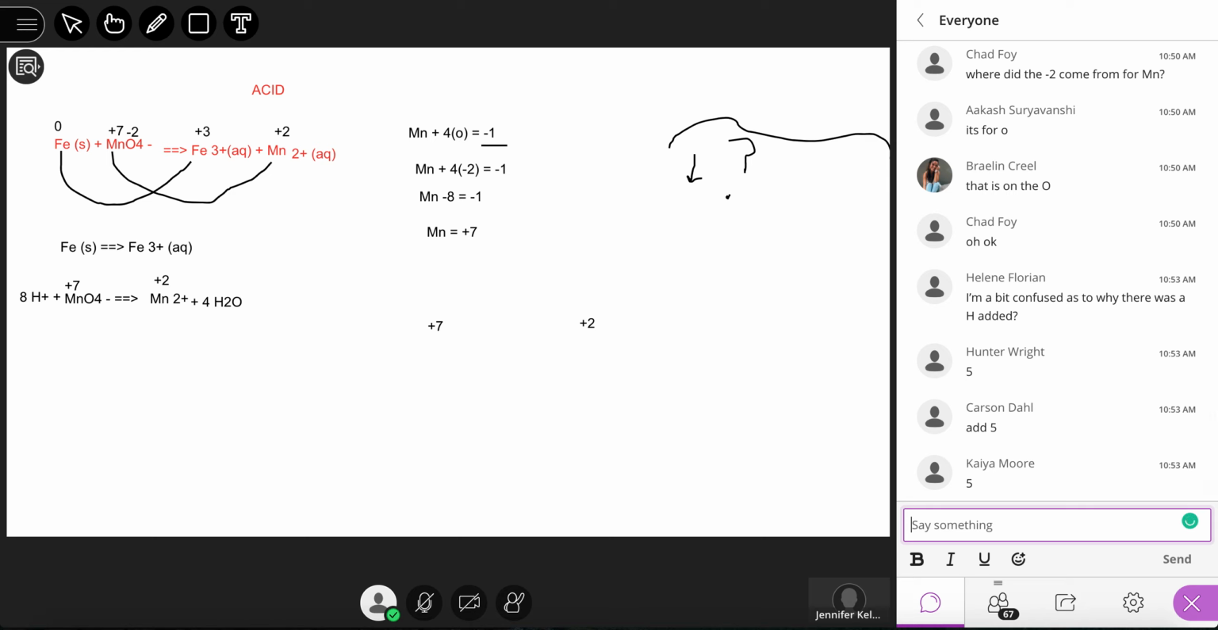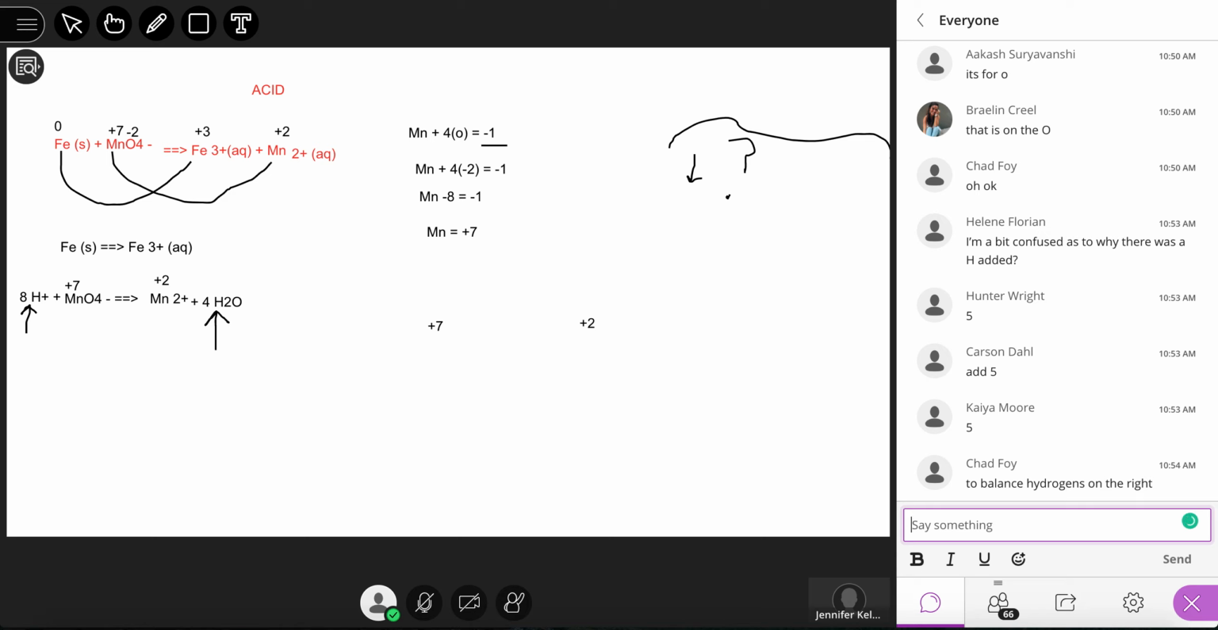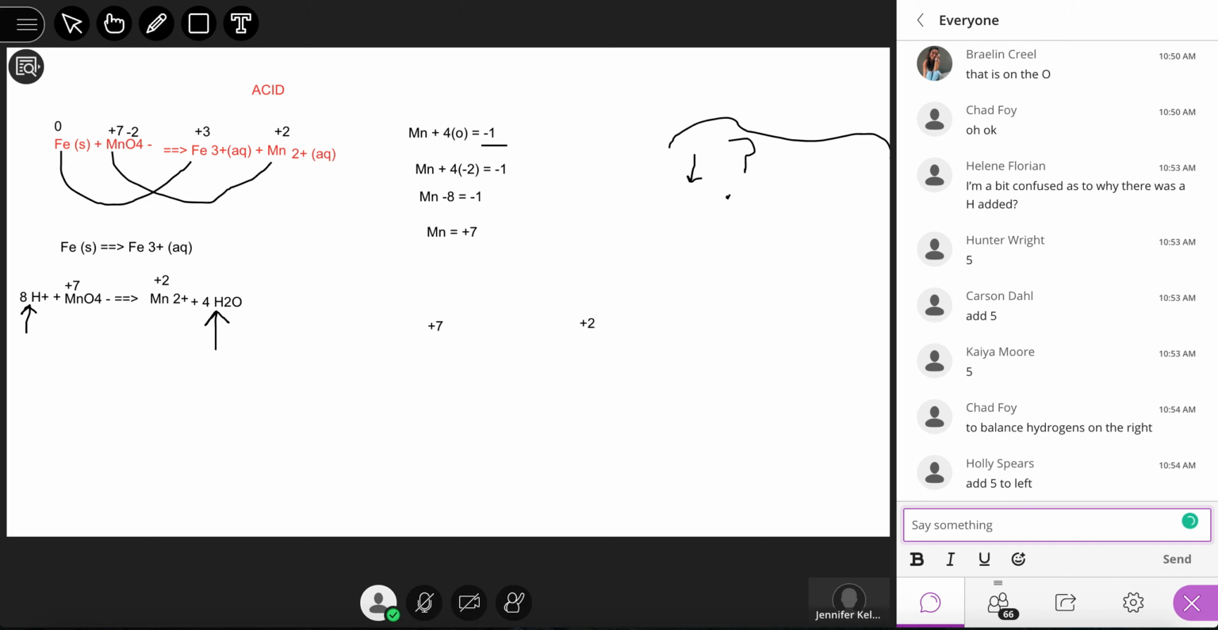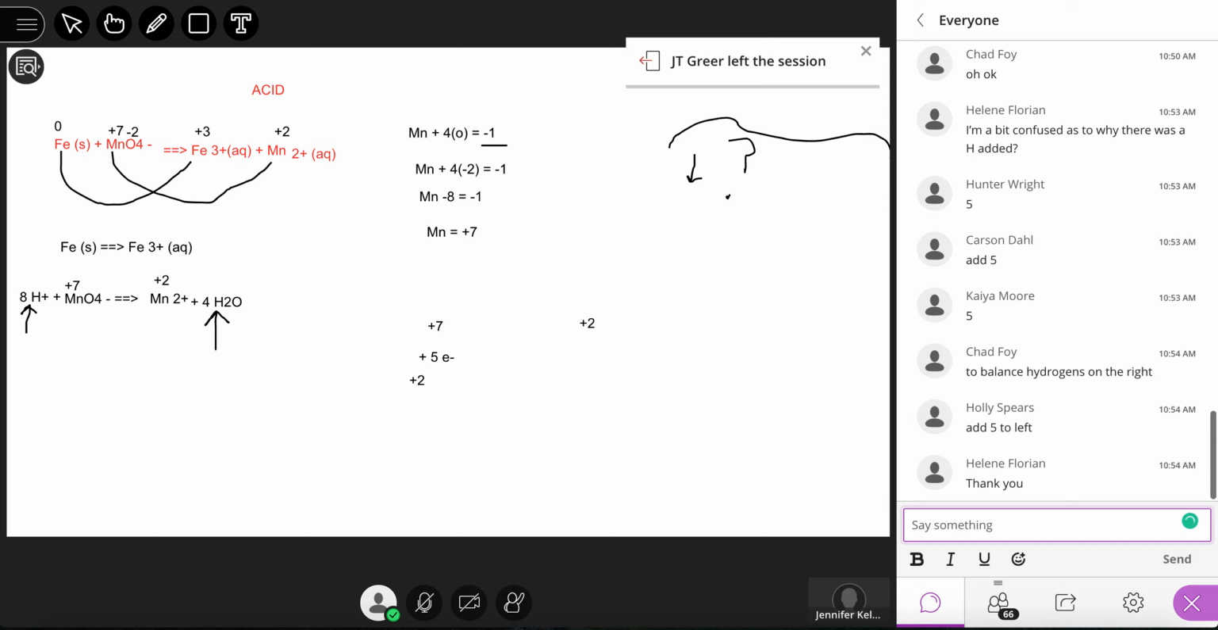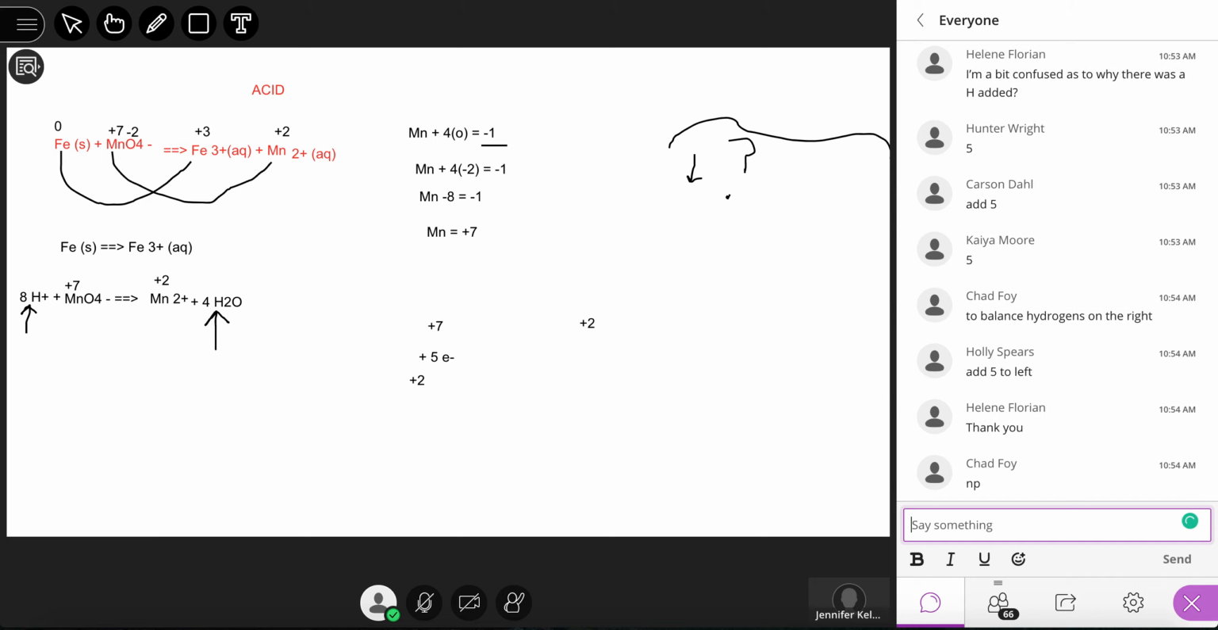So the reason the hydrogen was added was because when you add water, there's hydrogen there. So we have to make sure that we have hydrogen on this side. Right? Yes, so it's about correct. So we're going to add 5 electrons to this side. And that would cause this to end up being just a +2 charge. Right? So then we have, kind of running out of room. I'm going to put the electrons here.